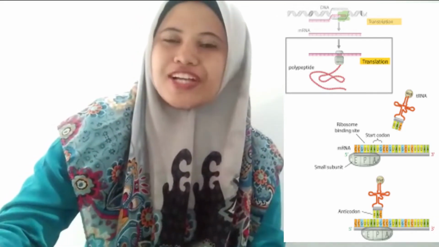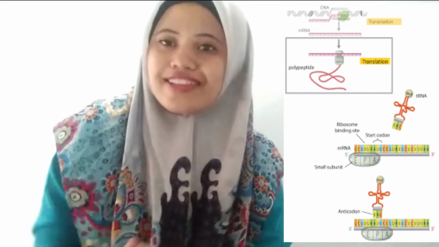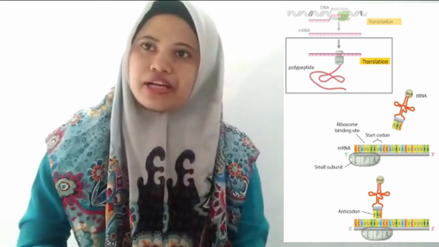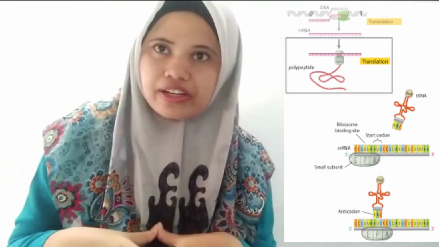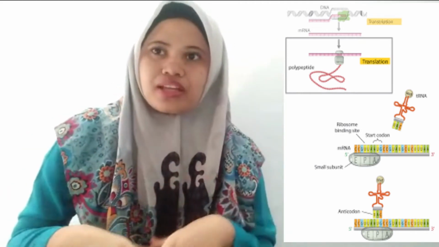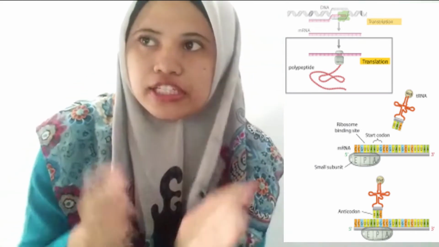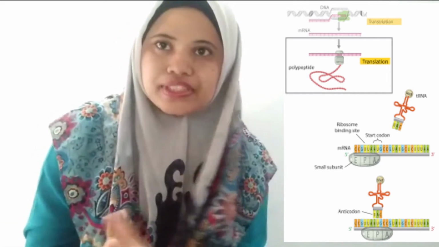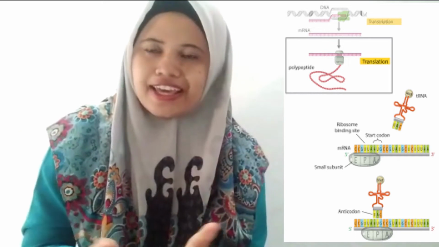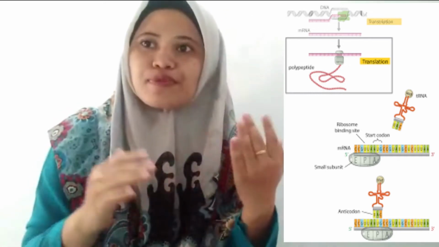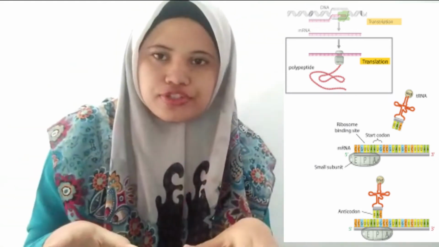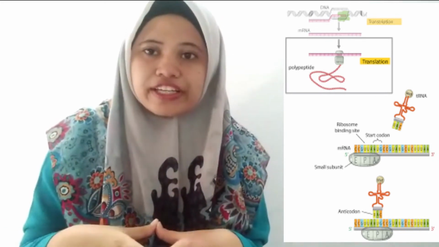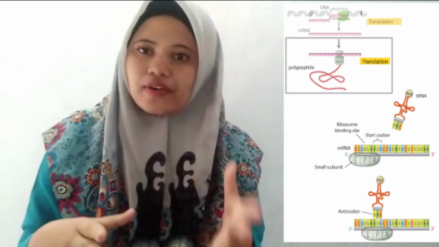Let's move to translation. Translation is the second part of the central dogma of molecular biology. It's the process in which the genetic code in mRNA is read to make a protein. After mRNA leaves the nucleus, it moves to a ribosome, which consists of rRNA and protein. The ribosome reads the sequence of codons in mRNA, and molecules of tRNA bring amino acids to the ribosome in the correct sequence.